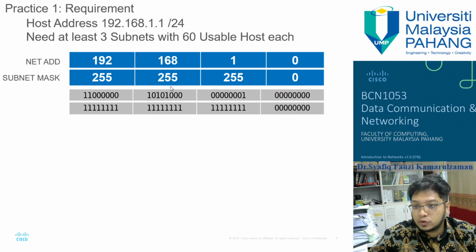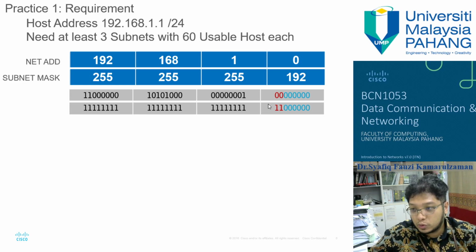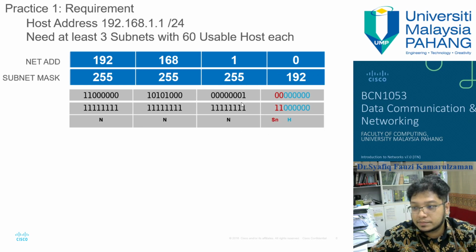We are going to borrow 2 bits in order to create extra subnets for your network. Why do we borrow 2 bits? Because 2 power of 2 is 4, so you can create 4 subnets by borrowing 2 bits. When you borrow 2 bits, the new subnet mask will become 192 in the last octet. Now your subnetwork portion is the 2 bits, and the remaining host portion is only 6 bits left.